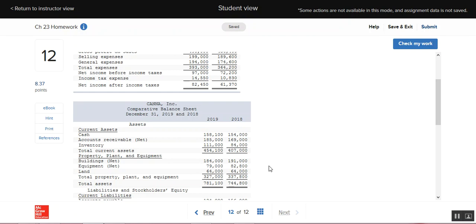Best advice I can give you is just look at the list of ratios and the calculations for those ratios in the textbook and just use those to go through the homework, and I don't think you'll have any problem. If you do have problems, you get stuck, as always, feel free to contact me and I'll try to give you a hand.